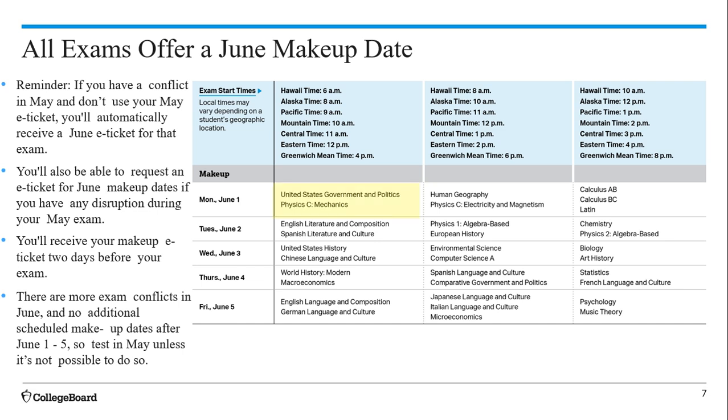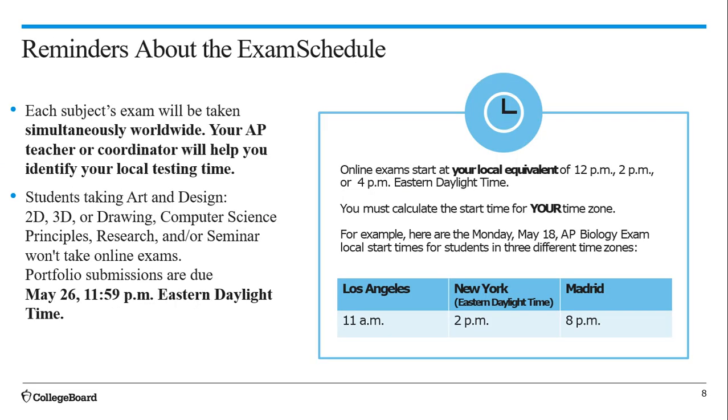All right, let's see here. Monday, June 1st is going to be AP Physics C. And then Tuesday, June 2nd is AP Physics 1. So there are those makeup dates. All right, so each subject will be taken simultaneously worldwide. Makes me wonder where some people will be taking it. Your AP teacher and coordinator will help you identify your local testing time. Obviously, we are Eastern Standard Time, if you didn't know that.